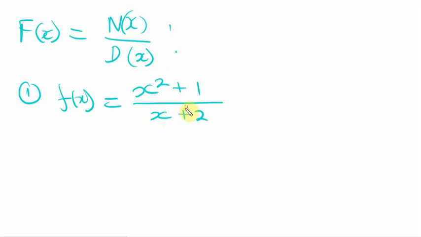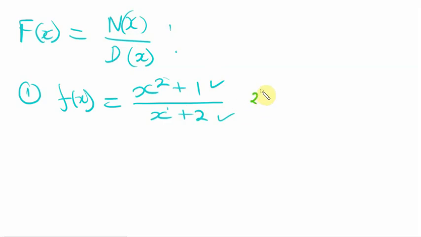This is a rational function. The reason being, it has a numerator and it has a denominator. But in this case, the numerator's degree is higher than that of the denominator. As you can see, it's 2 and this one is 1. So the numerator is a quadratic expression and the denominator is a linear expression. Okay, example 2.